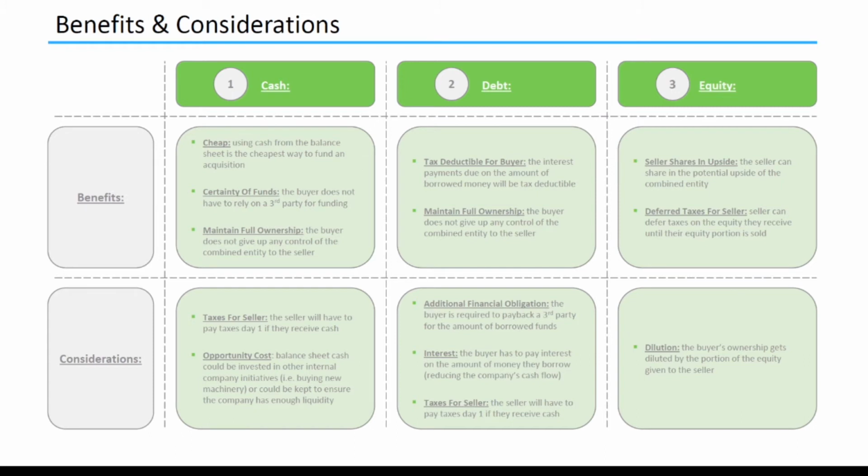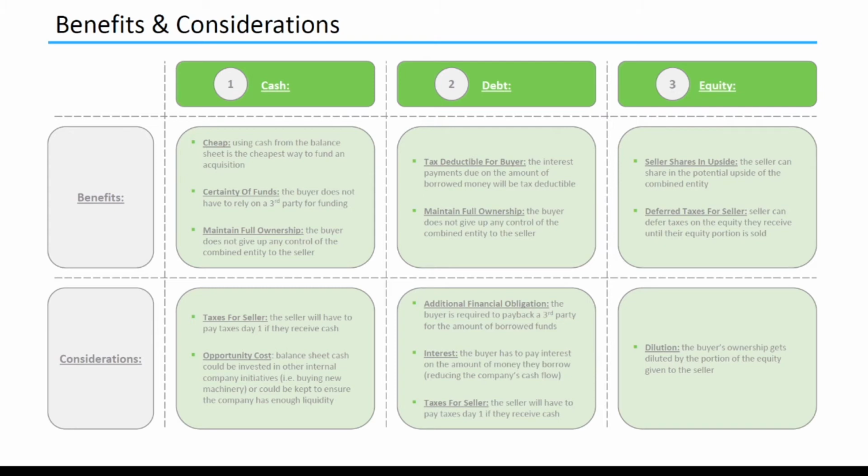Now let's take a look at debt. The main benefit to using debt to fund an acquisition is that the interest payments due on the amount of borrowed money will be tax deductible, serving as a tax shield for the company. And just like for cash, the company will be able to maintain full ownership of the combined entity and will not have to give up any control to the seller.